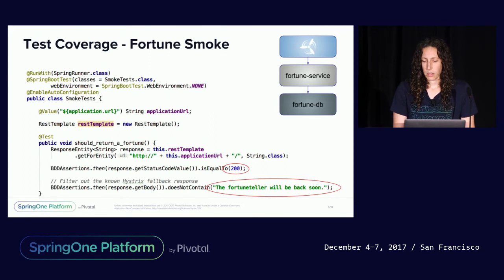So for example, for Fortune, in our smoke tests, what's going to happen is the test is run from Concourse. It's going to call Fortune service and go to the database. So maybe the test we want to do is ensuring we have a successful response and that we're not getting the response that we hard-coded as the Hystrix response if the database is not there. So we're just ensuring that we're hitting the database. And Concourse is going to call Fortune service using this application URL that it will inject because it just deployed Fortune service. It has that URL.